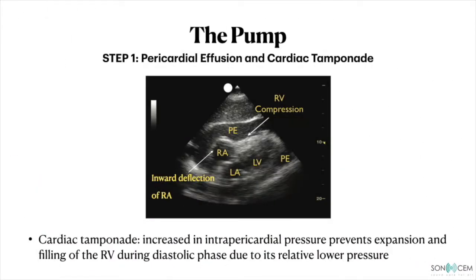Once we have confirmed the presence of effusion, the next step is to assess whether the effusion causes tamponade or not. Cardiac tamponade is defined as an increase in intrapericardial pressure, which prevents the expansion and filling of the RV during the diastole phase due to its relatively lower pressure as compared to the left heart.